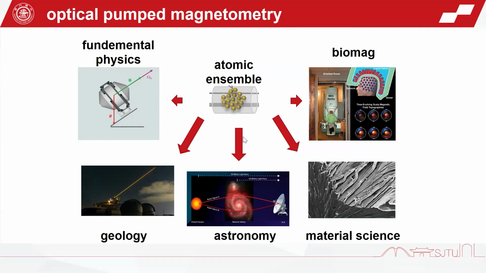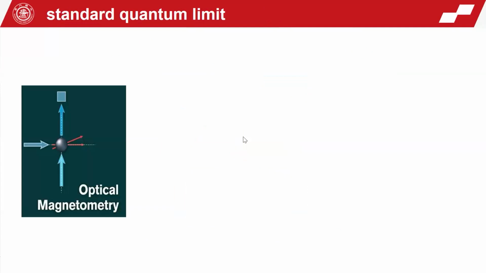For all of these applications, we always want better sensitivity for magnetometry, but we will meet a fundamental limit for the sensitivity. This is called the standard quantum limit. Optical magnetometry is also sometimes called atomic magnetometry. From these two names, we know the way we measure the field is related to atom-light interaction.